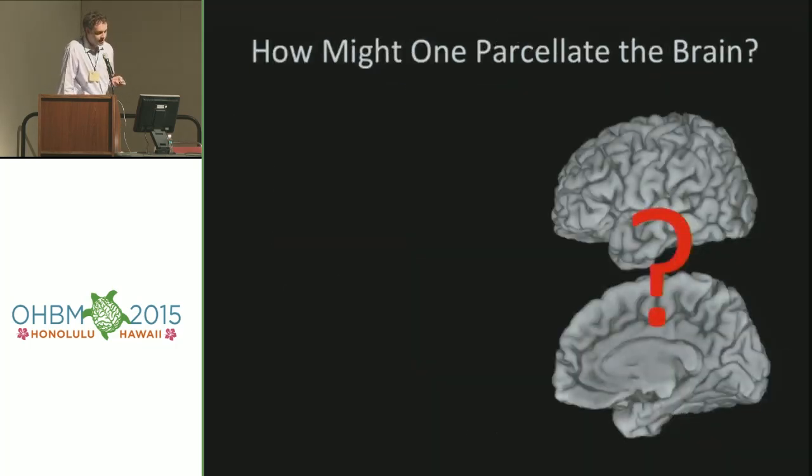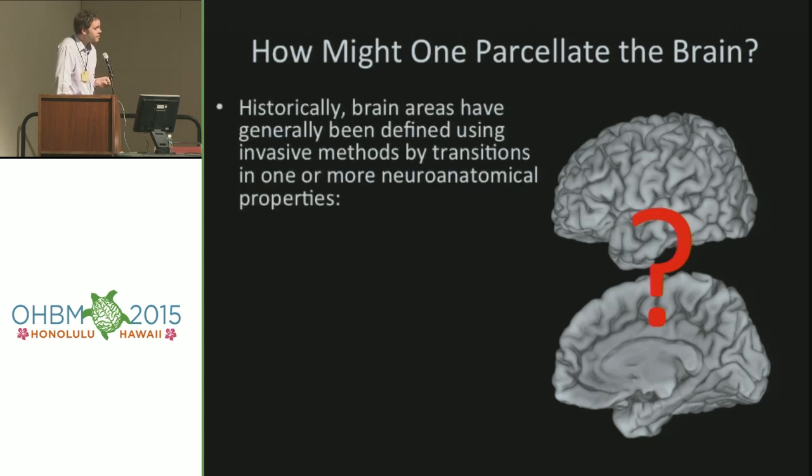So on to parcellation now, how one might parcellate the brain. Historically, as we were hearing from Simon, brain areas have generally been defined using invasive methods by transitions in one or more neuroanatomical properties. Simon talked a lot about architecture, but also you can use function, and classically that might have been recording from electrodes that are placed in different locations in a monkey brain.